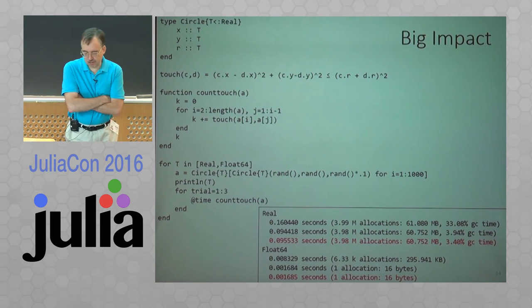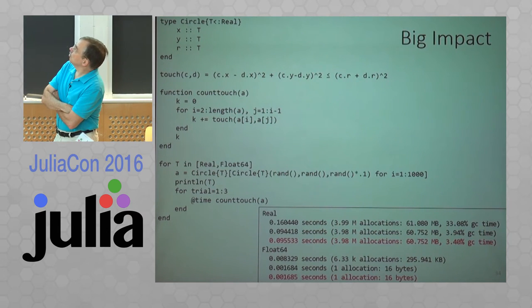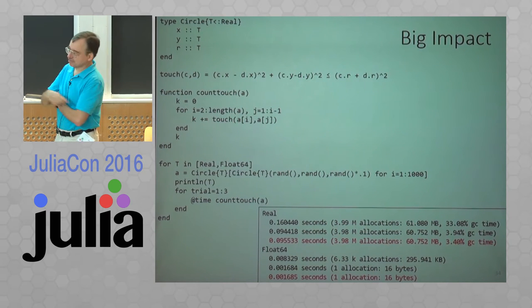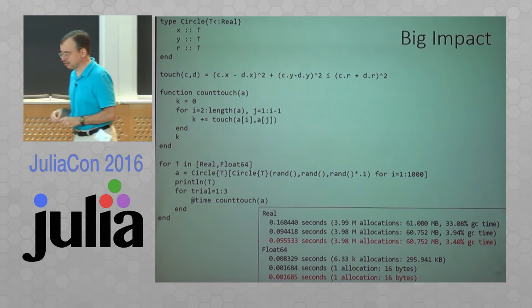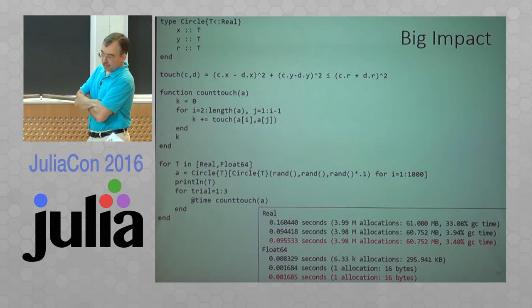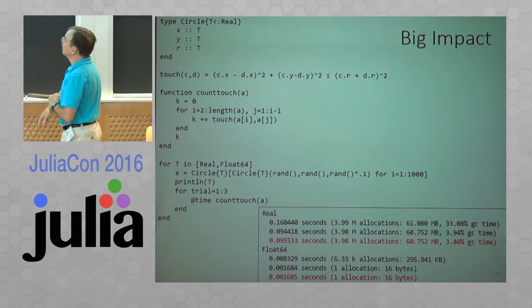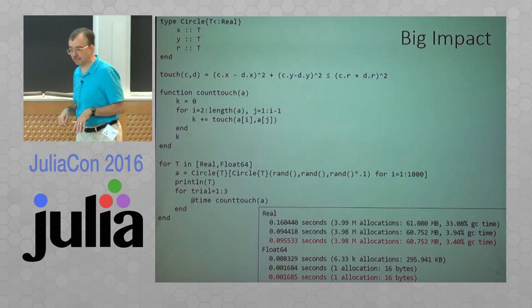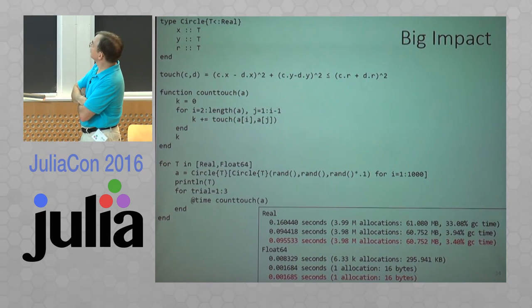So just to give you some idea of the performance difference, because it is rather severe. Here's an example of Circle with the parametric Circle, and I have a function that determines whether two circles touch, and a piece of code that takes a vector of circles and goes through all possible pairs and checks whether they touch. And now I run that code for two different kinds of circles, circles of Real and circles of Float64. And you see here for Real, and I've timed it three times, so the first time I'm timing the compiler, not the code really. You can see that there are almost 4 million allocations.